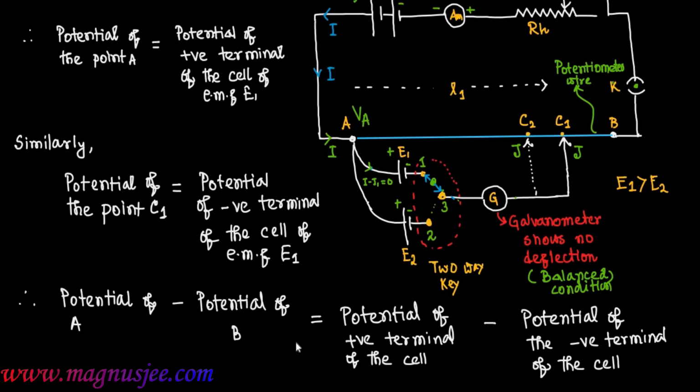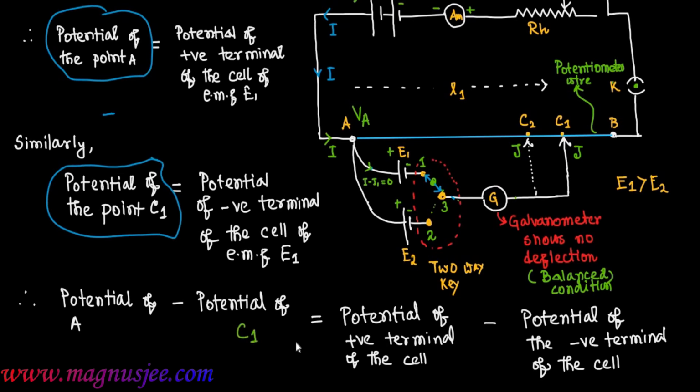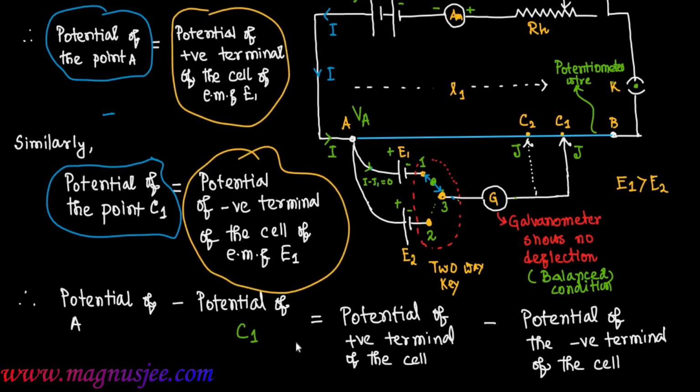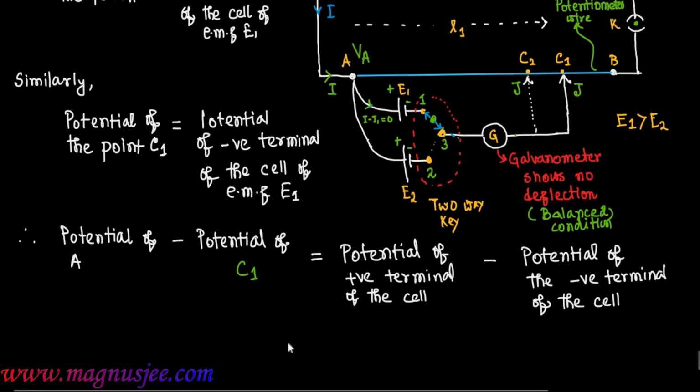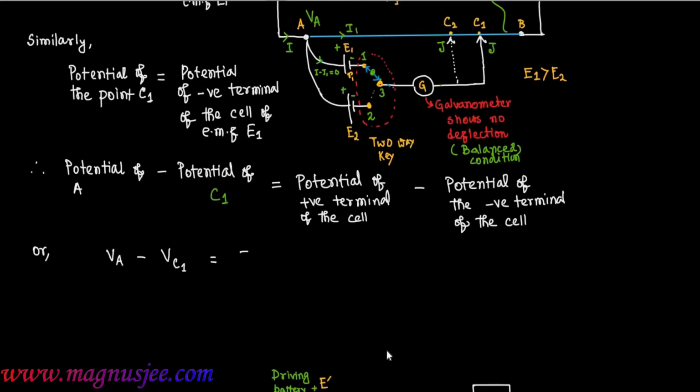On the left hand side it should be the potential of the point A minus the potential of the point C1. And on the right hand side we subtract the potential of the negative terminal from the potential of the positive terminal of the cell of E.m.f. E1, or Va minus Vc1 will be equal to the terminal voltage of the electric cell of EMF E1.